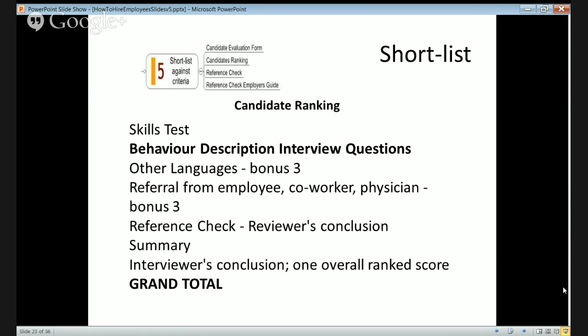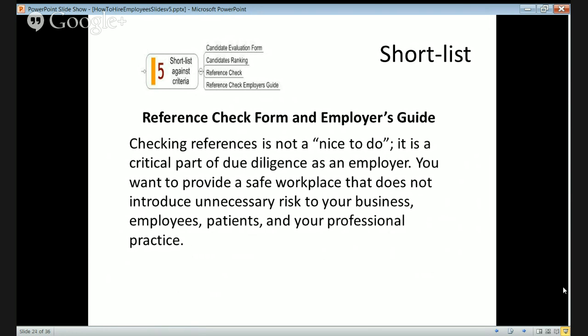So take a look at the skills test, the interview questions, whether or not you have referrals, and the skills that they come up with, to come up with a grand total for each candidate. Then for each candidate, you're going to compare them with all of the other candidates and figure out what are the top candidates for your organization. Then you need to do the reference check.